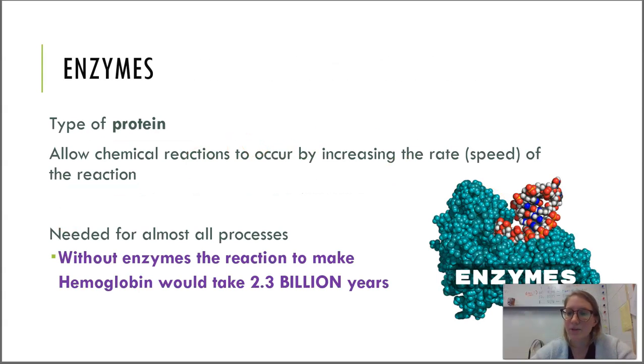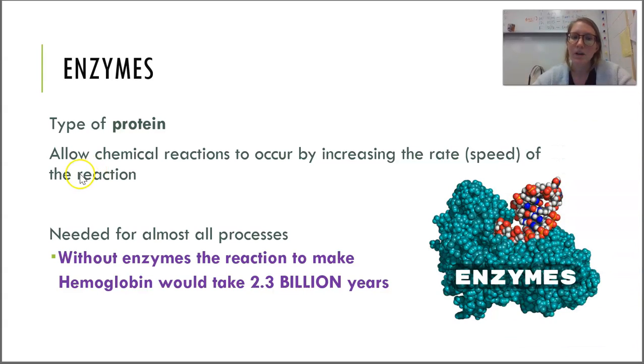So again, enzymes are a type of protein. They allow chemical reactions to occur by increasing the rate of the reaction, and they're needed for almost all processes in your body, in all living things. Plants use them. Plants need enzymes. Bacteria need enzymes. Fungi need enzymes. Humans, dogs, literally any living thing needs enzymes to do this.